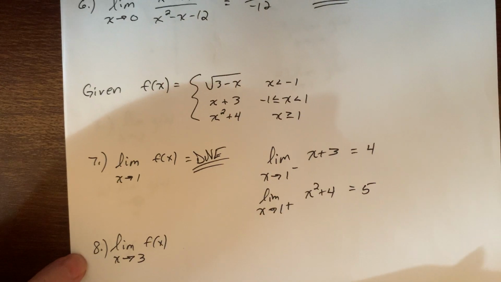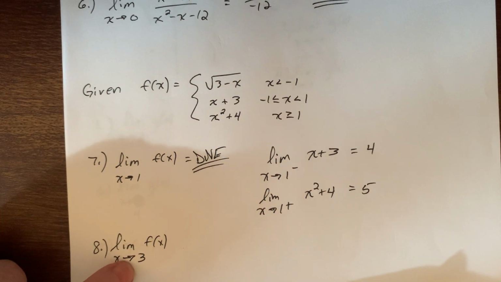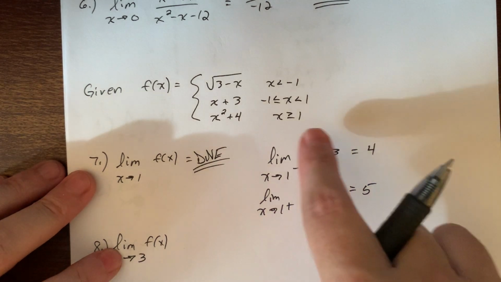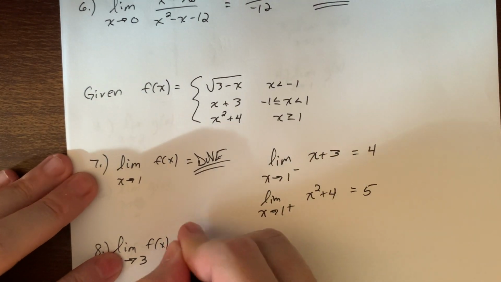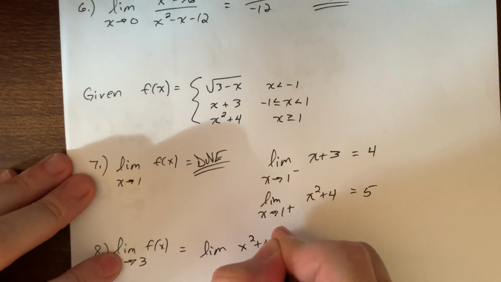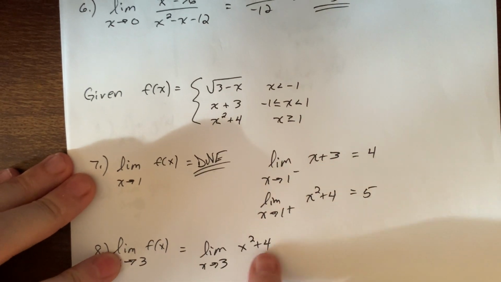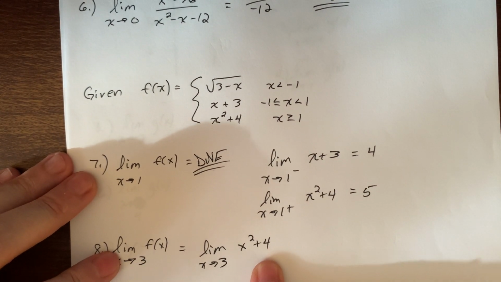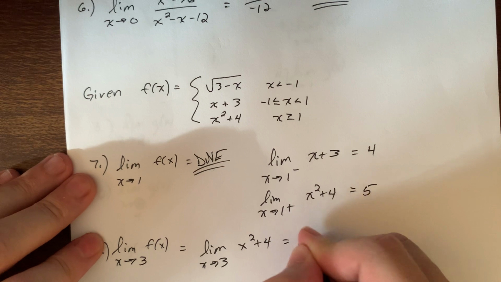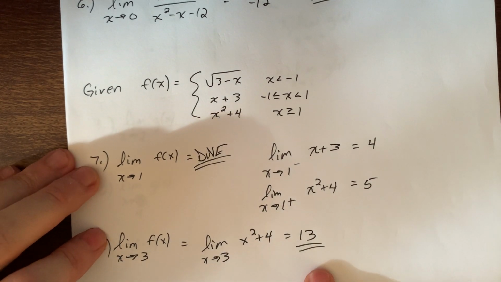Now I move to the second one, and now I'm approaching 3. But this is a little bit nicer, because if we're approaching 3, whether it's from the left or from the right, 2.8, 2.9 from the left, 3.2, 3.1 from the right, every x value I just said is bigger than 1. So this does not need to be broken down left and right. You can, but it's just unnecessary because both the left and the right, you would just be using the x squared plus 4. So this one, really nice. Just one piece. We plug in 3, 9 plus 4, and we get a final answer of 13.